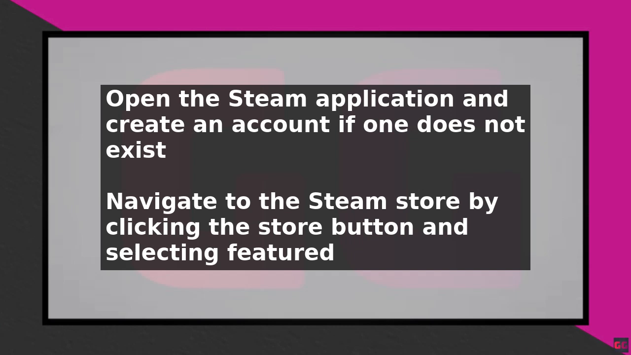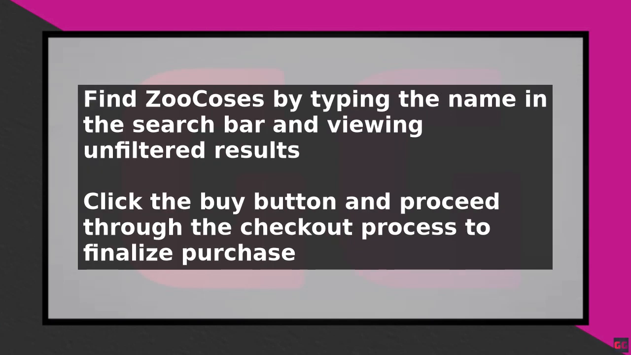On the game's page, scroll down to find the Buy Zoochosis button. Click it and then Add to Cart. Next, a payment method can be chosen from a drop-down menu. Proceed through the checkout process and finalize the purchase. After the purchase is complete, the game will be added to the user's Steam library.